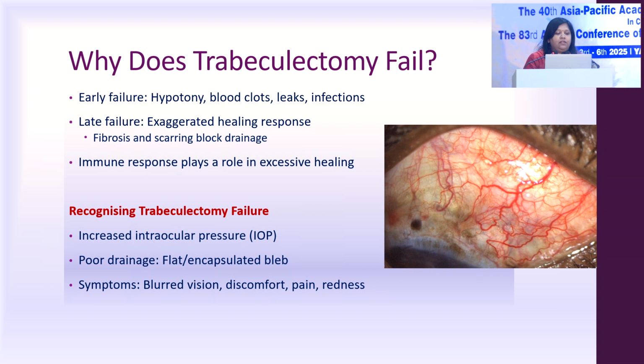How do you recognize TRAB failure? You have increased IOP, poor drainage, that is a flat or an encapsulated bleb, which you can see on your right side. It's a totally vascularized flat bleb. And of course, the patients may be symptomatic. If the pressures are really high, they may have blurred vision, discomfort, pain and redness.